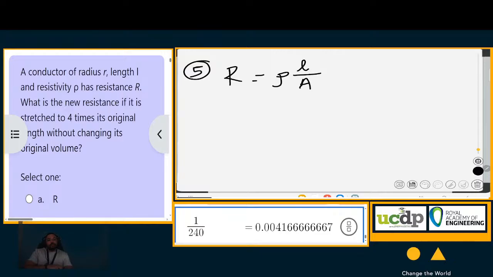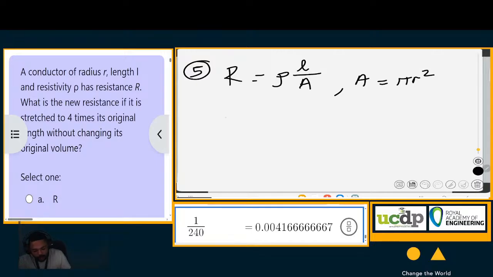Resistance is equal to the resistivity multiplied by the length over the area. Now, this is a conductor, it has a radius, so what is the area of something with a radius? Pi r squared.